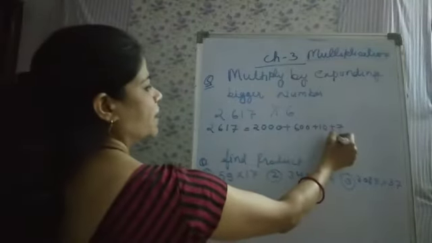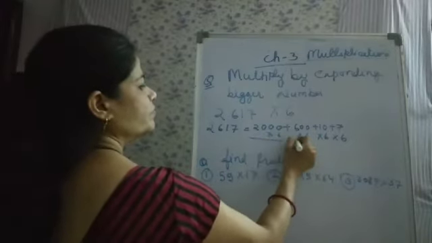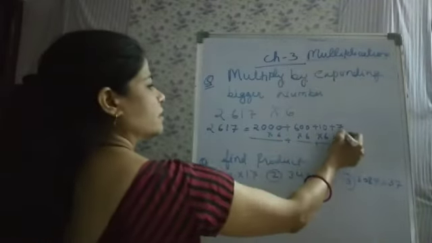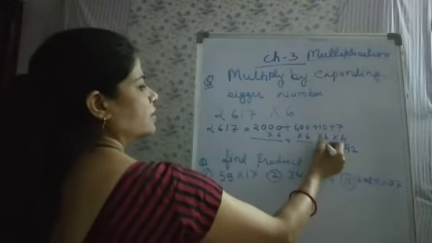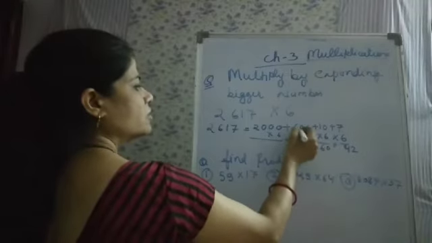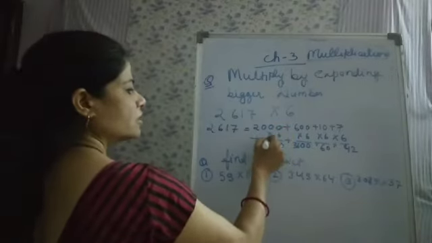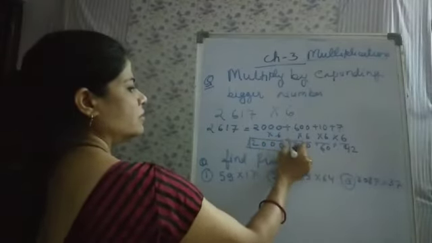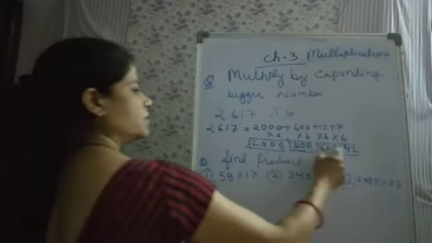Now we have to multiply 6 in each number, and then you have to add the answers. 6 7s are 42. Then 6 10s are 60. Then 6 zeros are 0, 6 zeros are 0, 6 6s are 36. Then 6 zeros are 0, 6 zeros are 0, 6 zeros are 0 and 6 2s are 12. What are you getting here? 12,000, 3,600, 60 and 42.